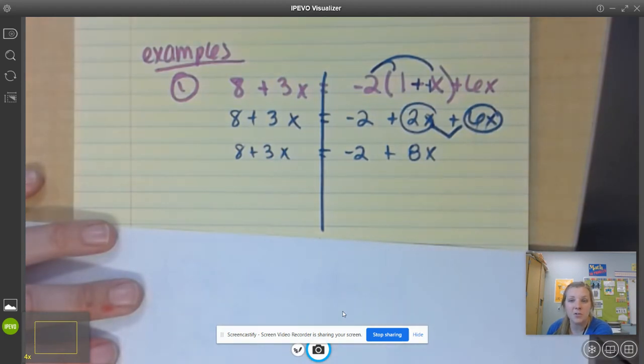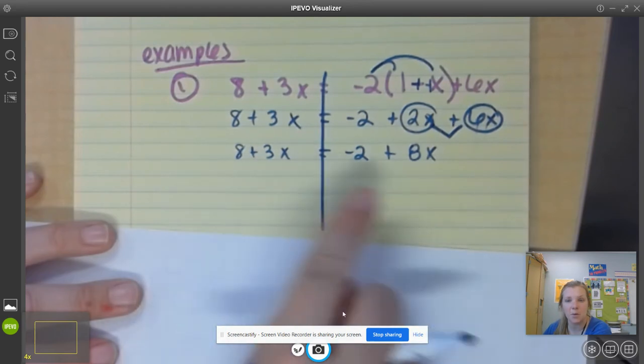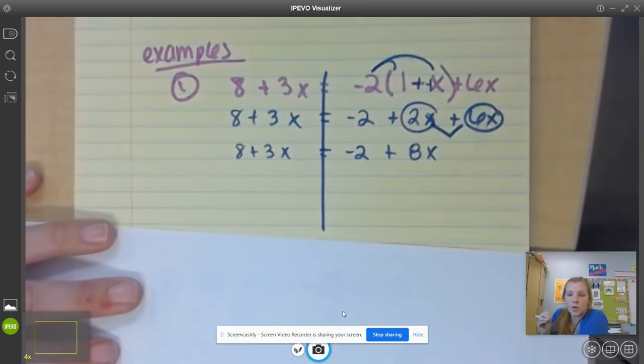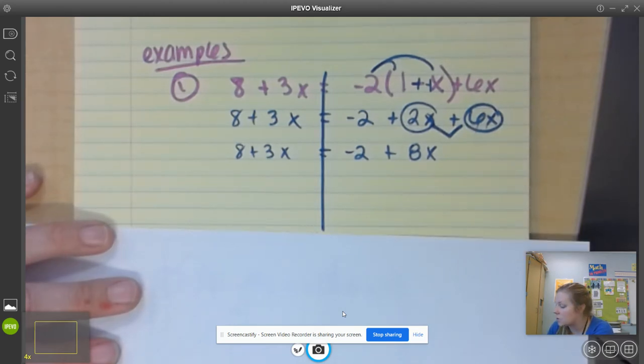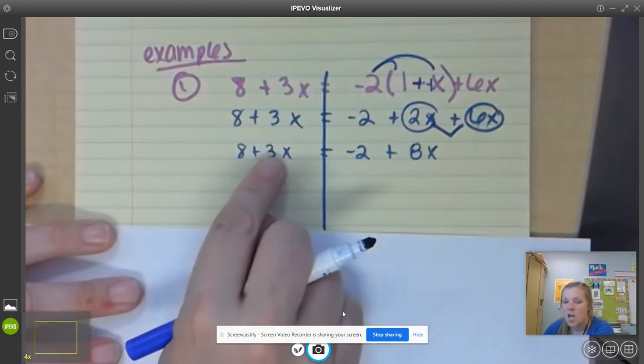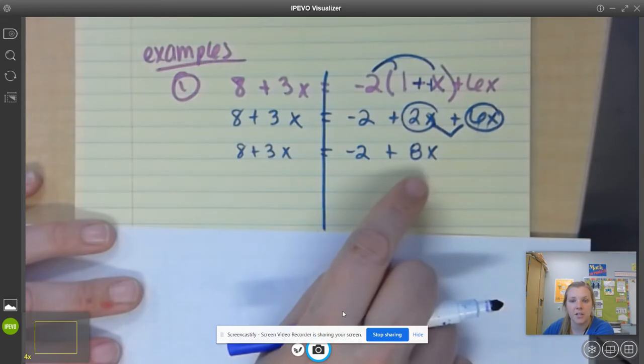Now this is the new stuff. We have never done anything like this before, but do you see how I have variables on both sides? I need to group or gather them all together on one side of the equation. It's easier, just so you know, this is my trick. It's easier to move the smaller amount of x's, the smaller coefficient. So I'm going to move the 3x over here.